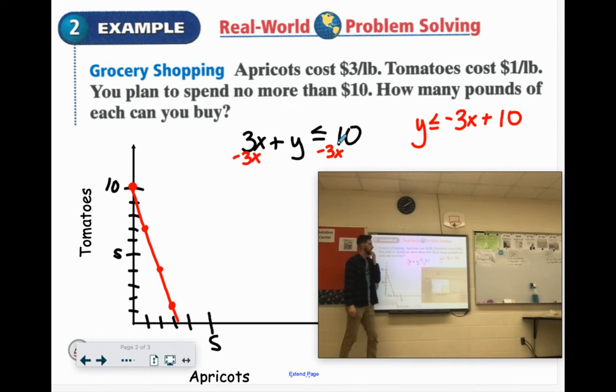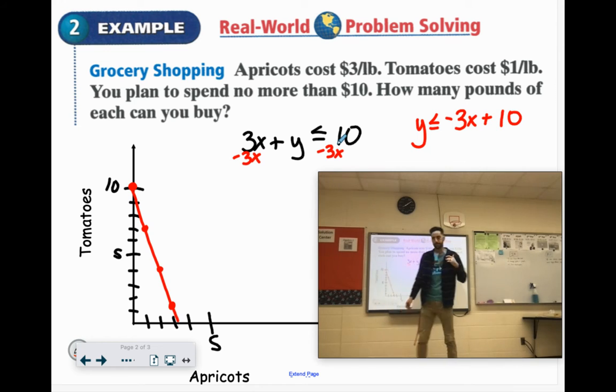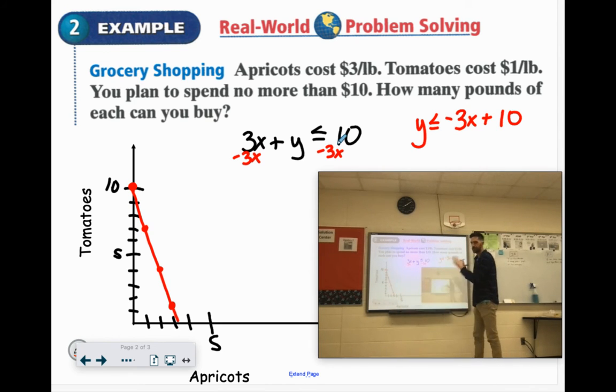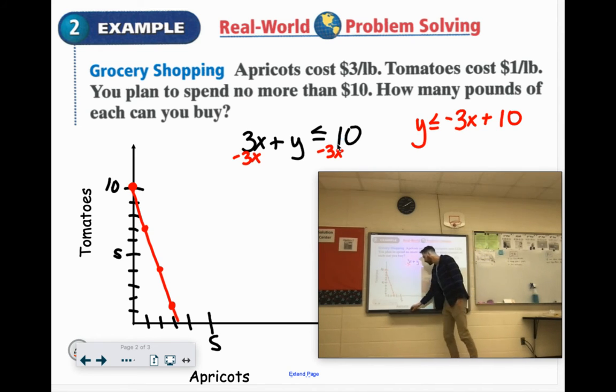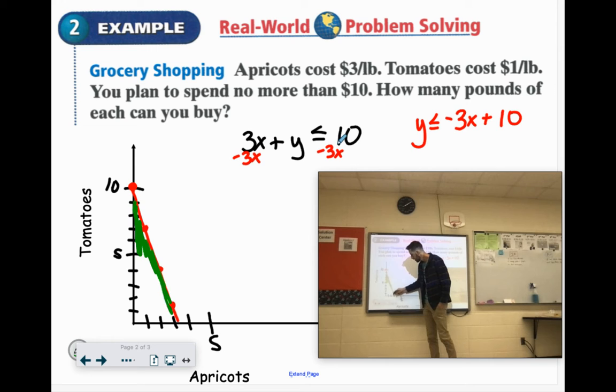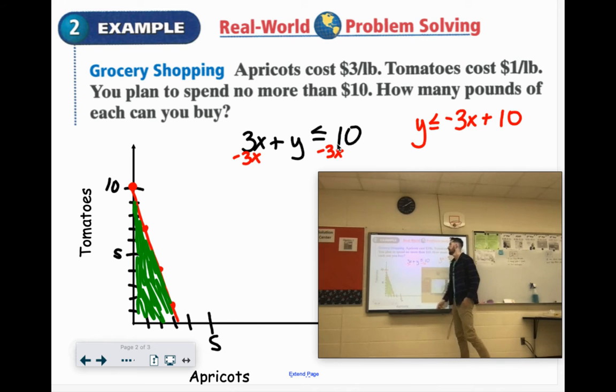And by the way, the only reason I gave you just the top right quadrant of the graph is because you can't buy negative tomatoes or negative apricots. Now it has to be less than or equal to this, so it would be everything under this line. So all of these would be possible combinations that you can get of tomatoes and apricots.